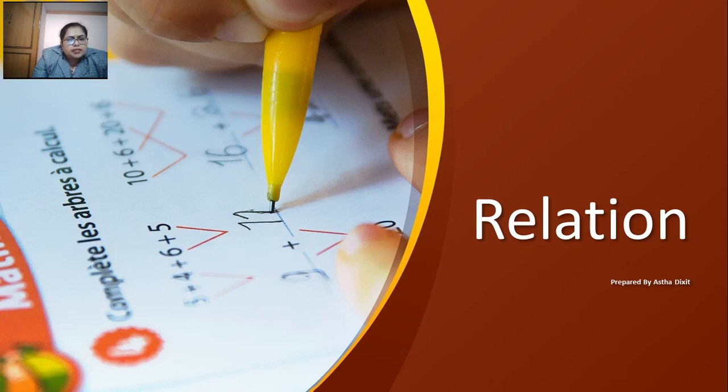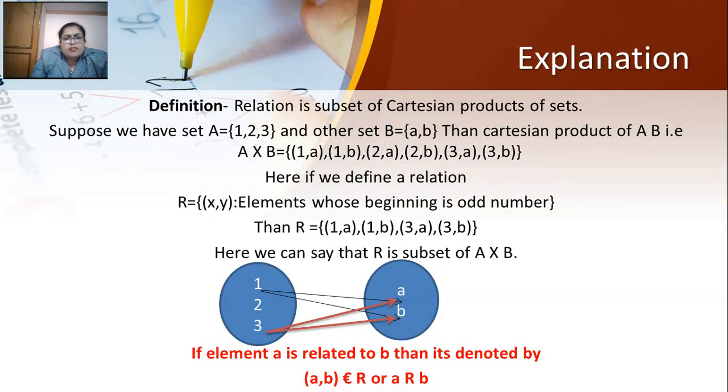Similarly, in mathematics there are many kinds of relations, such as AB is perpendicular to PQ, triangle ABC is congruent to triangle PQR, and A is less than B, etc. Similarly, we can define a relation in case of sets. A relation is a subset of the Cartesian product of sets.